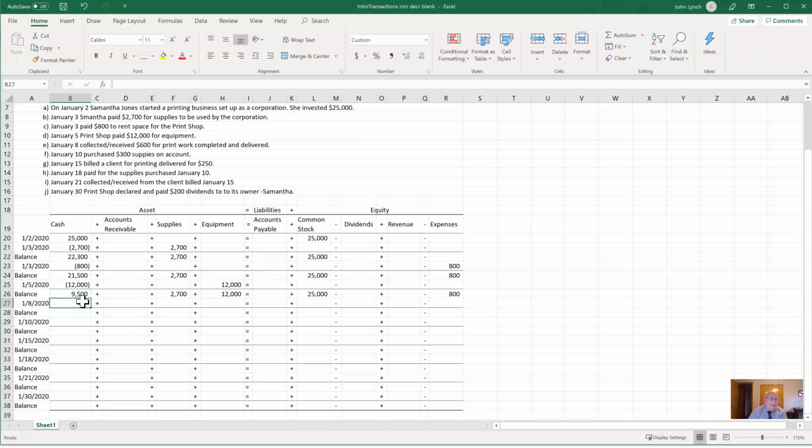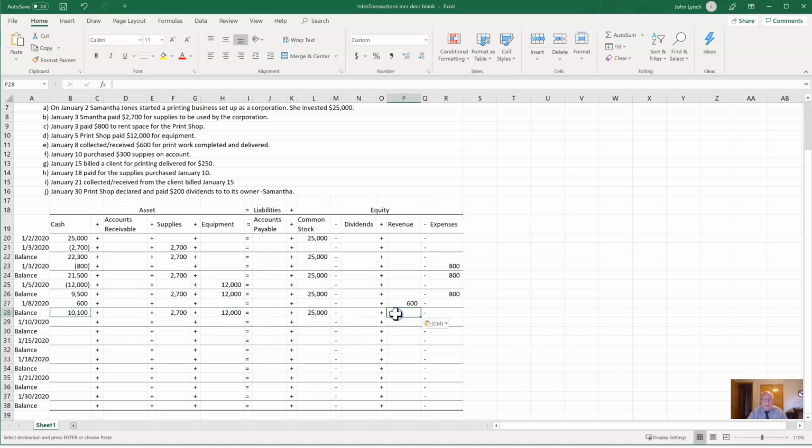On the 8th, we collected and received. Keywords: if you collect it, you receive it, and if you received it, that means the company received cash. That's for $600. So we want to receive cash, and this was for work that we completed. Since it was for work completed, that will be for the revenue account. Then we add these together, 95 plus 600, and then we copy these across.